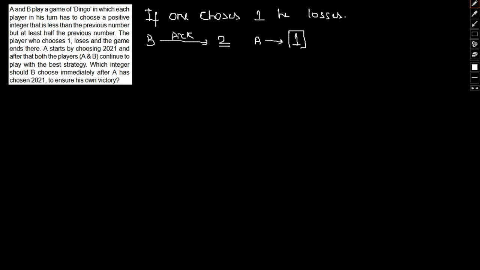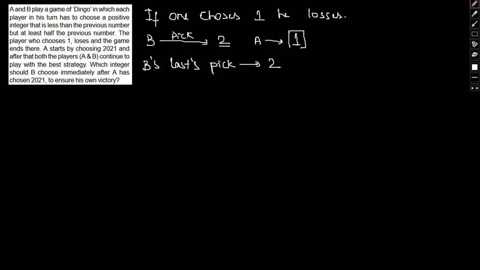So B's last pick will be the starting point, going backwards, and then we'll go forward. So B's last pick, for him to win, will have to be 2. After that, when A picks 1, A loses and B wins. Now following this, what should B's next pick be? The next winning choice should be 5.